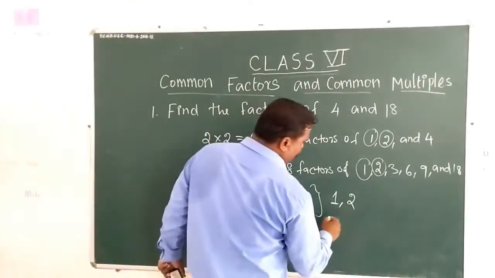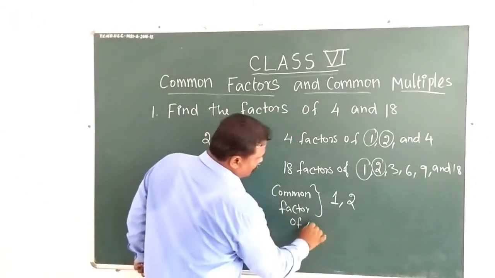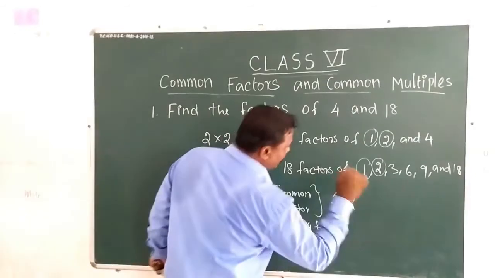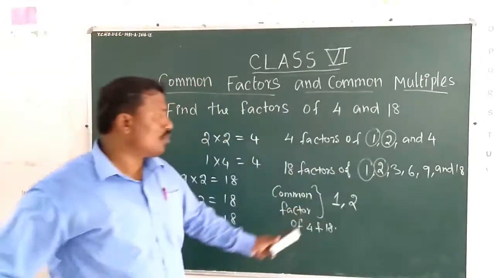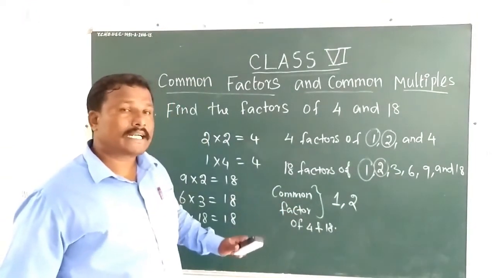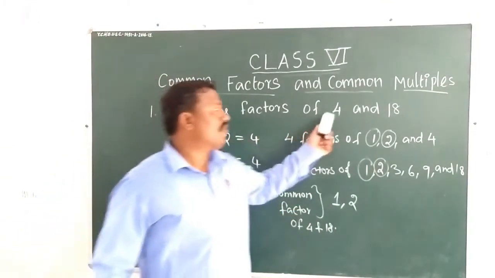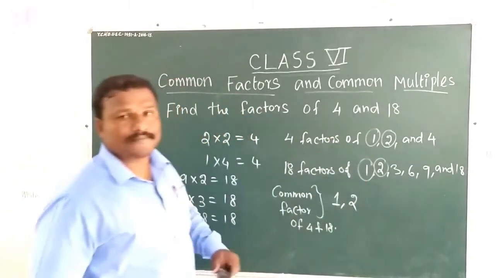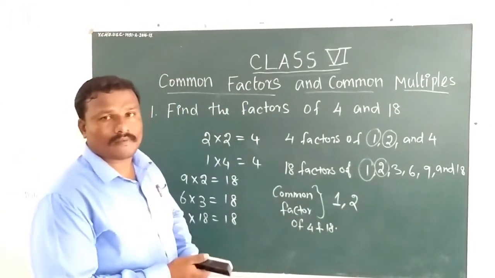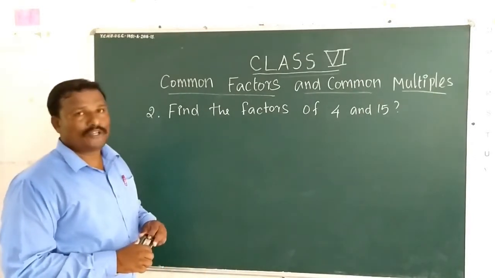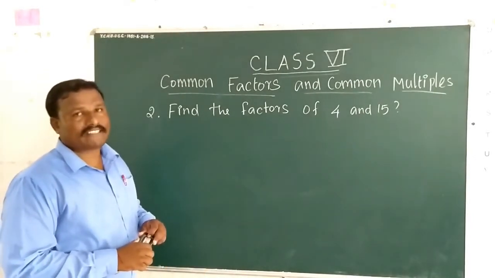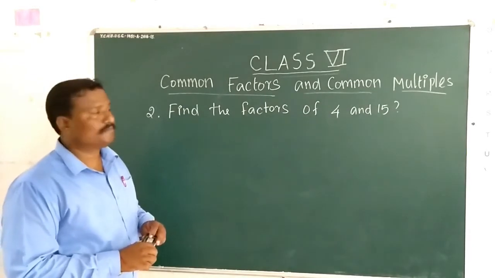Common factors of 4 and 18: 1, 2. These 2 factors are the common factors of 4 and 18. Okay. Let me discuss another example to find the common factors.